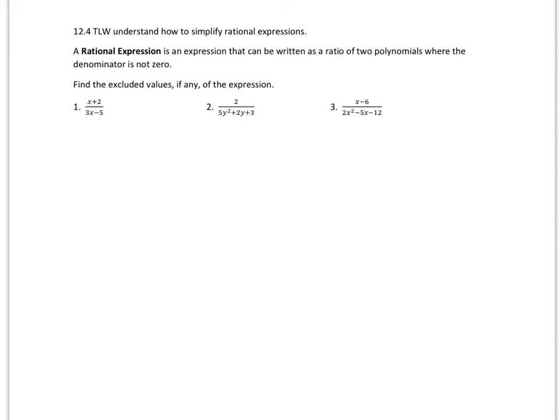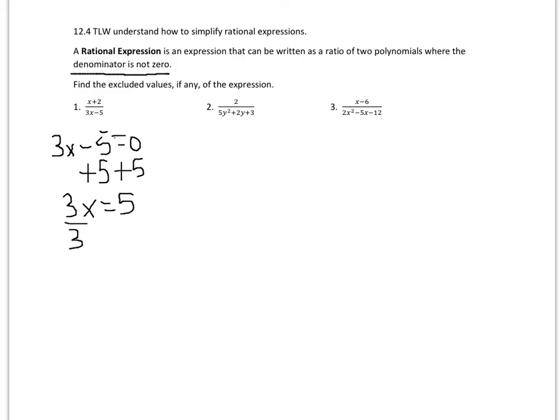Well, it says the denominator is not 0. So take the denominator. Can we make it equal 0? Add the 5. Divide by 3. So x equals 5/3. But it says find the excluded value. So that means x cannot equal 5/3.